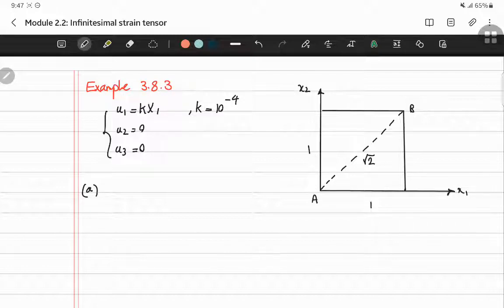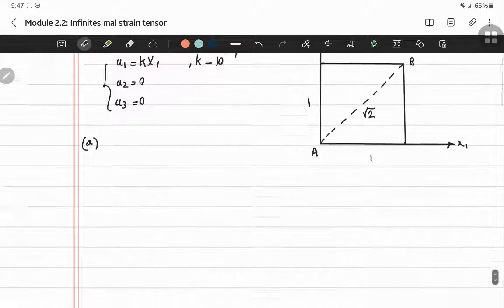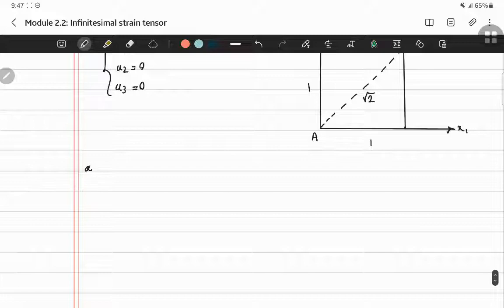For example, you can think of this as a truss kind of structure. So it is loaded under this displacement field. We want to know how this actually is deformed. So for part A, it says to use the infinitesimal strain tensor E.